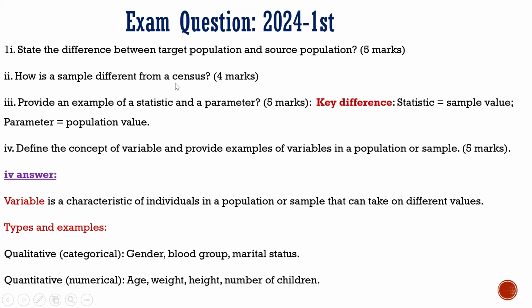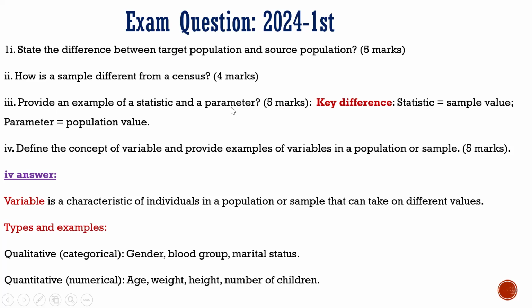Then the second question says, how is sample different from a census? These are from the statistical terms we just explained at the beginning of this class. Do you see how they ask questions? All right. How is sample different from a census? It carries 4 marks, that's maybe two marks each if you're able to get the sample and then the census definition. Then provide an example of a statistic and a parameter.